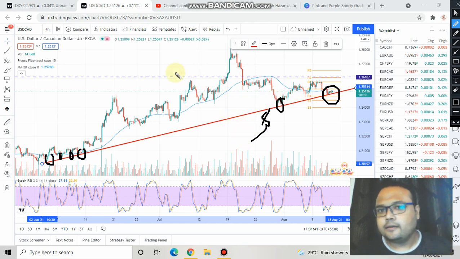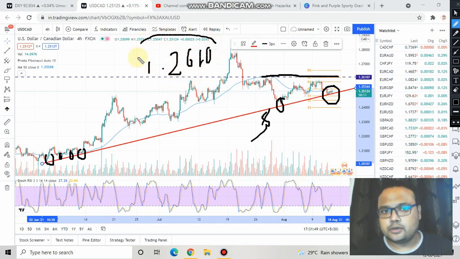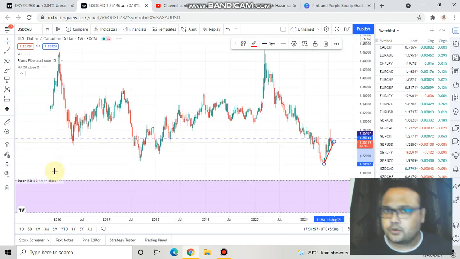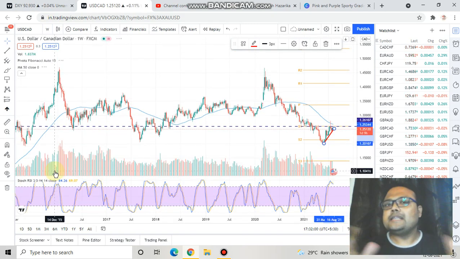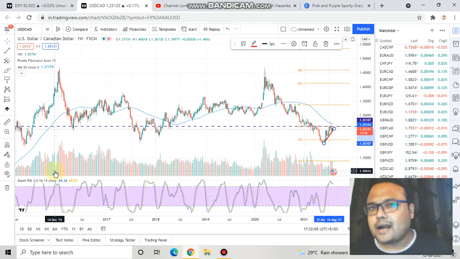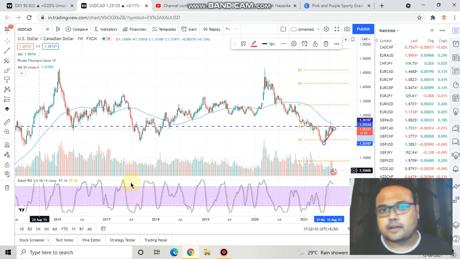On the other hand, we also have a resistance, and the resistance is 1.2610. If you're wondering why I am considering this line as a resistance, for that I need to take you to the weekly chart. As we all know, the weekly chart or the daily chart, these higher time frames are the time frame of the big boys, the institutional traders, and therefore resistance and support levels from the higher time frames are very crucial for the market.